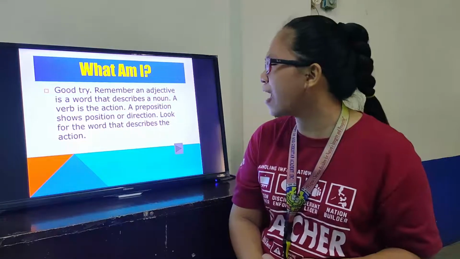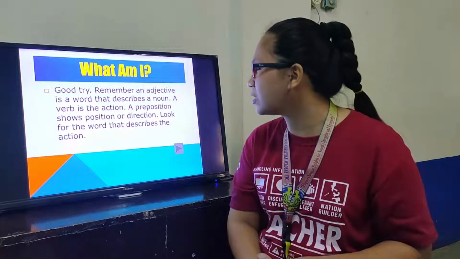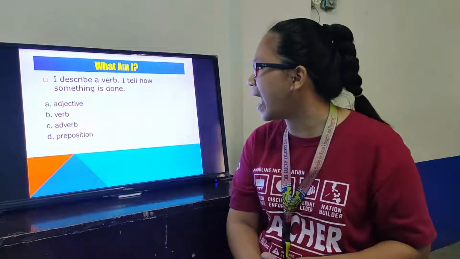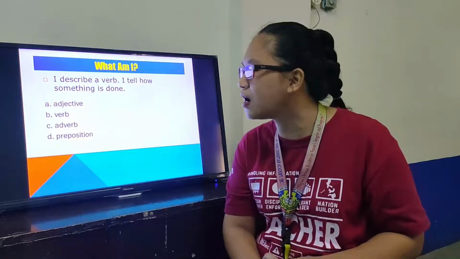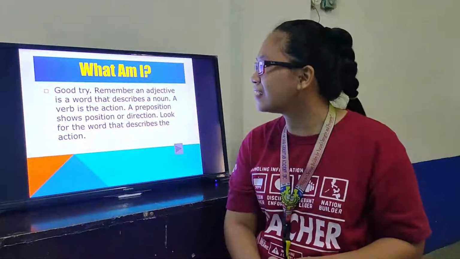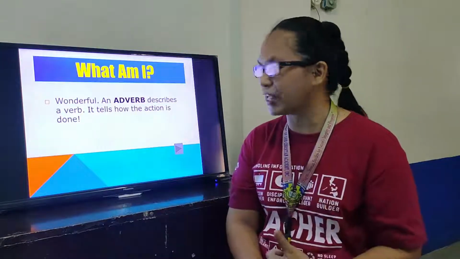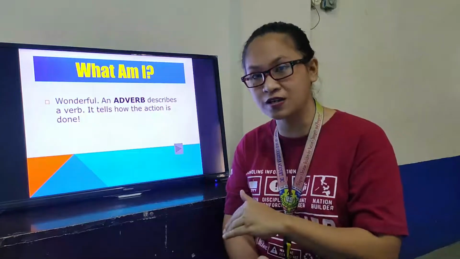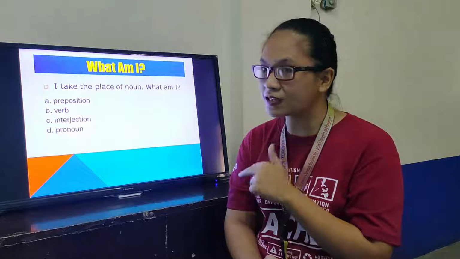Okay, remember an adjective is a word that describes a noun. A verb is the action. A preposition shows position or direction. So let's go back. I describe a verb. I tell how something is done. What do you think? Okay. The correct answer is, all right, adverb. Good job. All right, if it describes a verb, an adverb, or an adjective, that is an adverb. Okay? All right, let's have the next one.